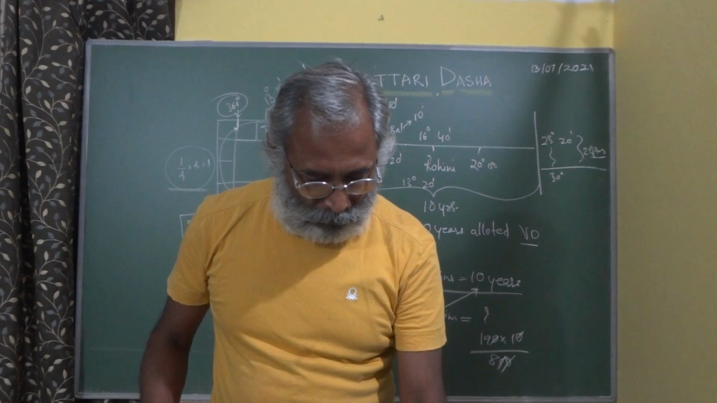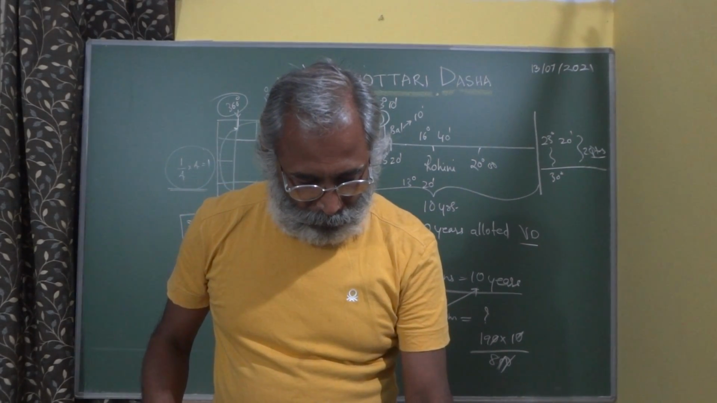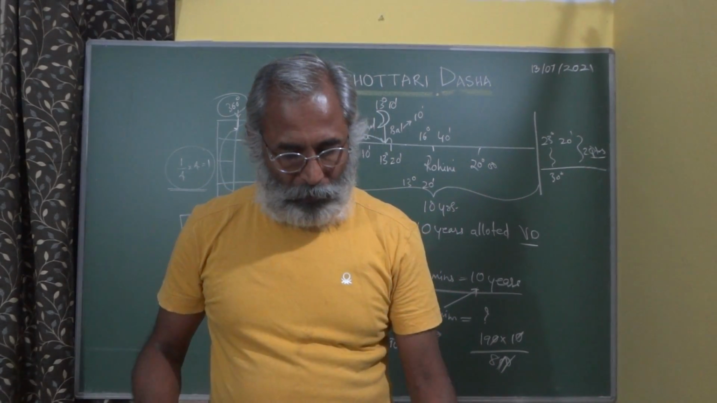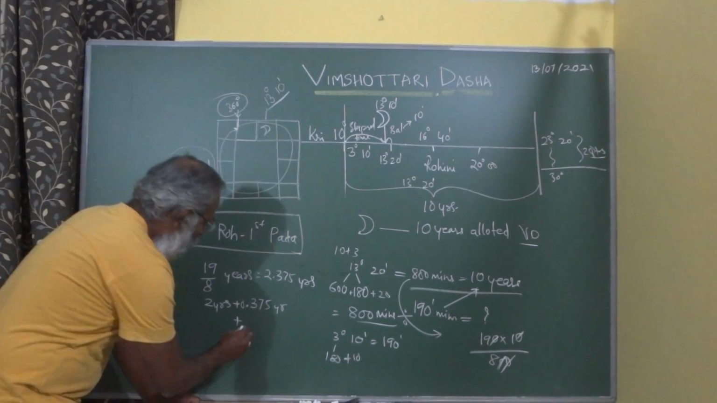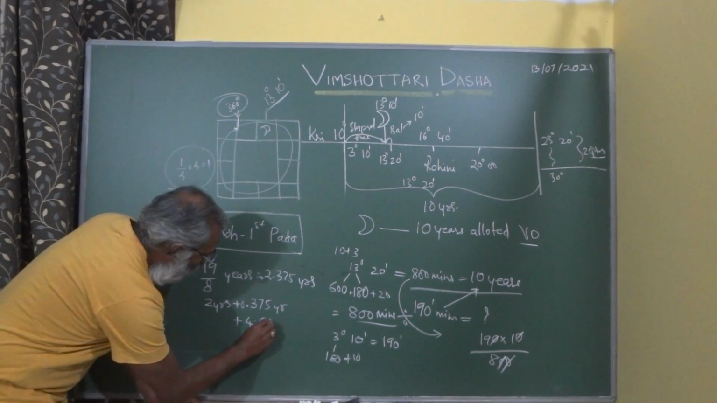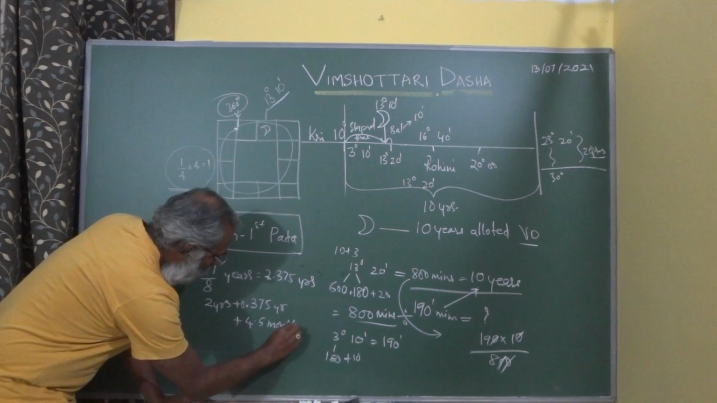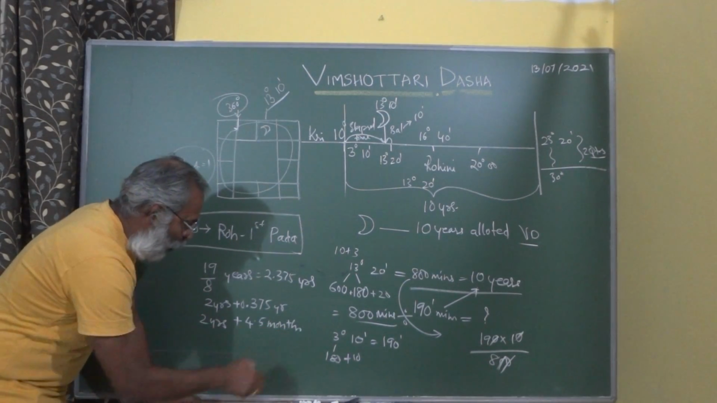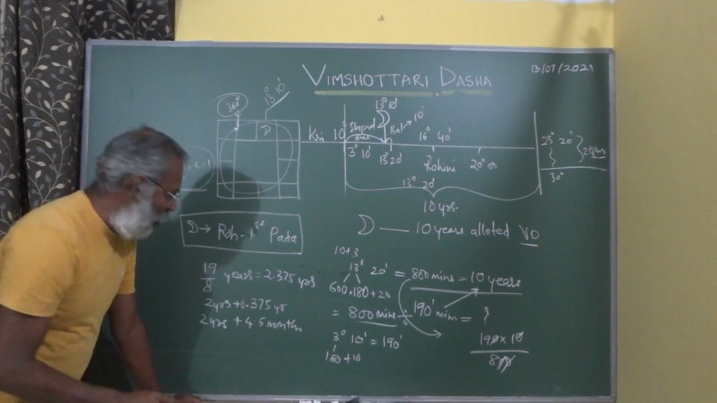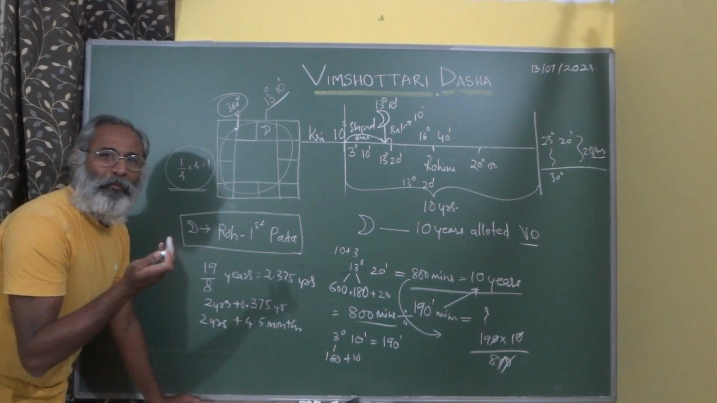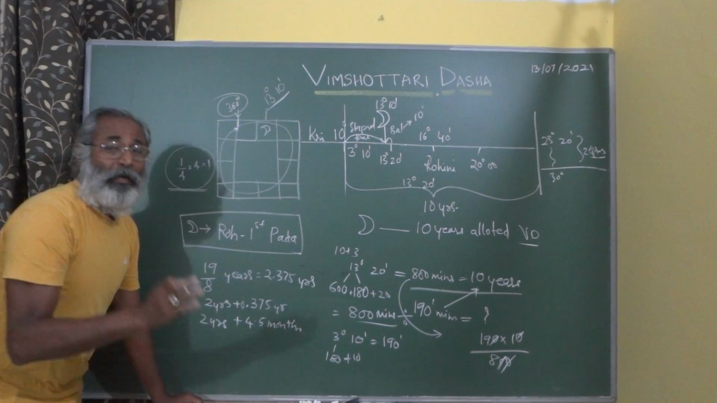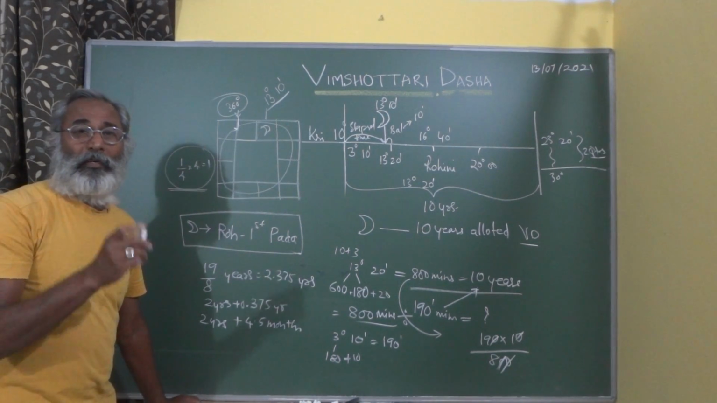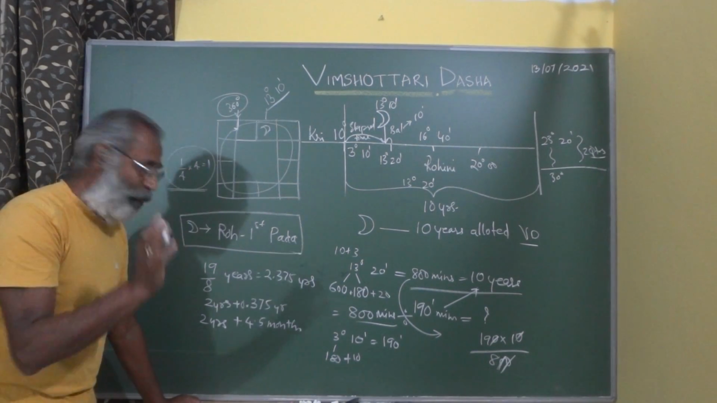Into 12 months, you will get 4.5. That is 4.5 months. That is 2 years, 4.5 months. You know 0.5 of a month is 15 days, because we have taken an approximation of 30 days equal to 1 month. So let us not deviate from that.